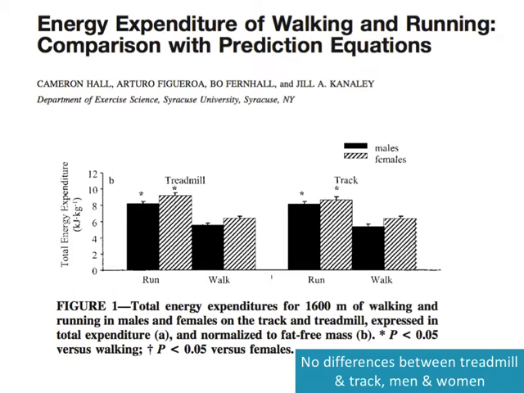So running on a treadmill, running on the track, you'd think active versus passive. The treadmill's propelling you, but no difference in expenditure. And similarly, walking, no difference in expenditure. So treadmill versus track, they both cost the same. It doesn't matter where you run or walk, they both cost the same.